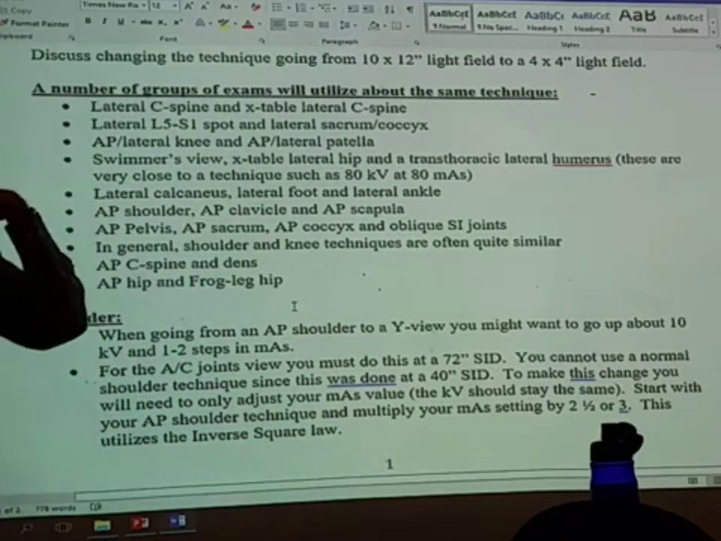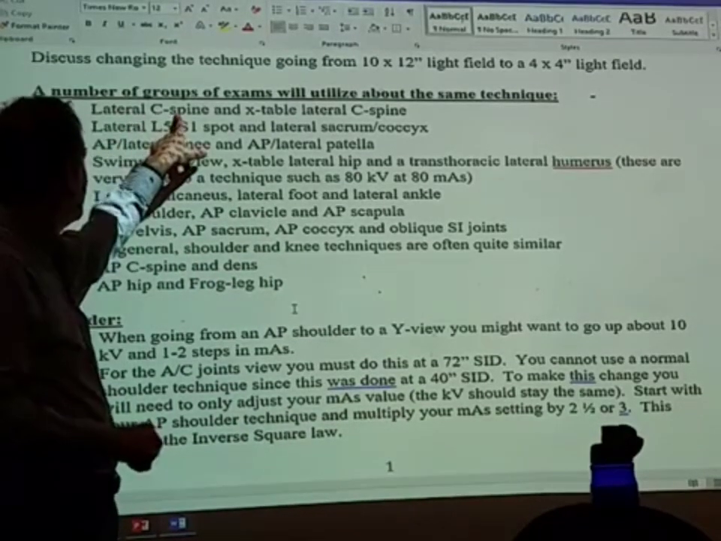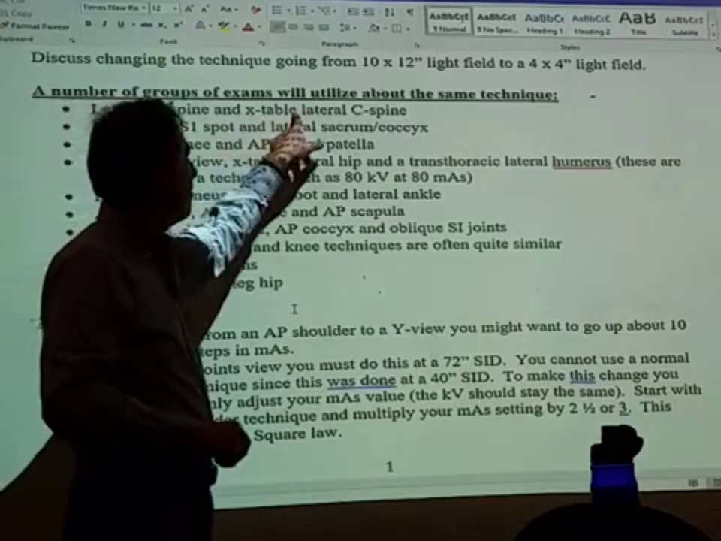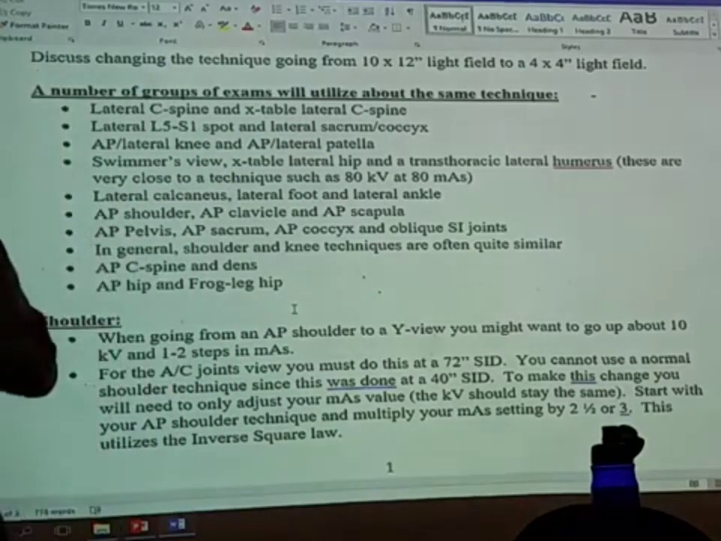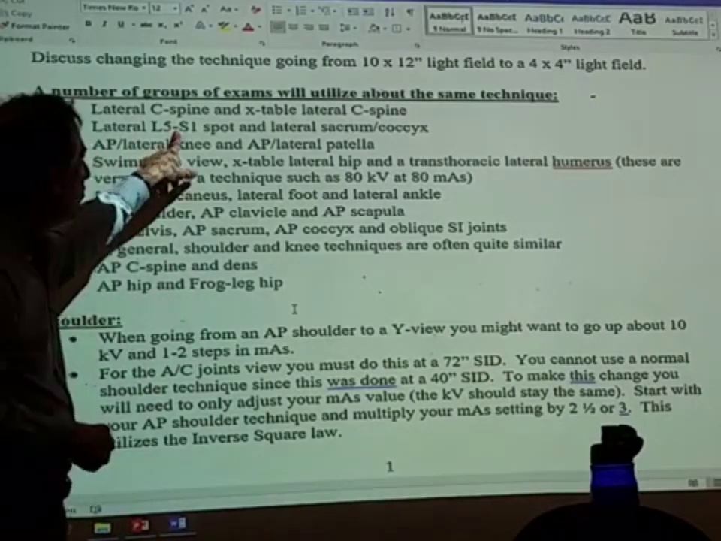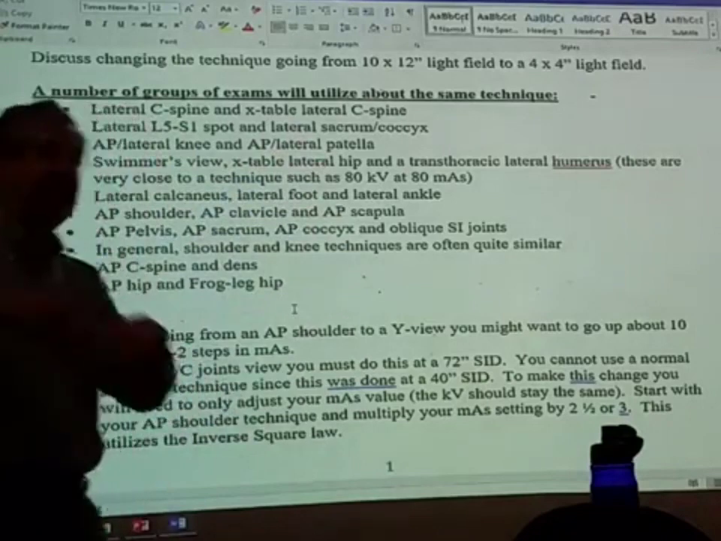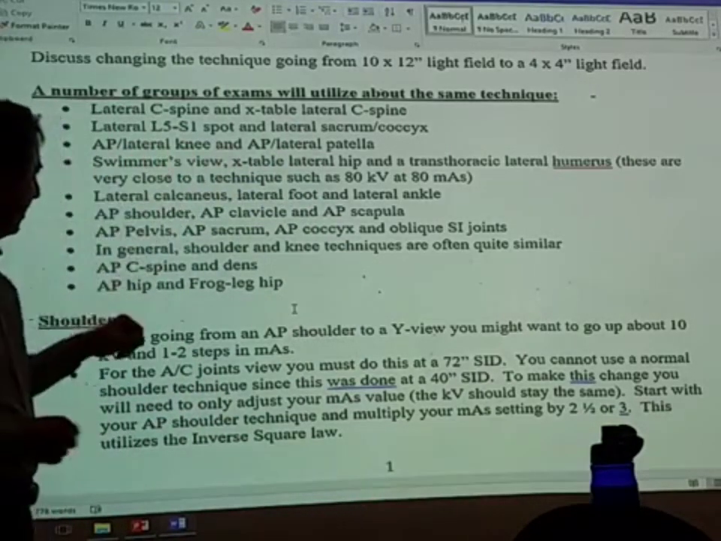Okay. There's a number of different groups of things that will utilize the same techniques. And this is the same thing that I saw on the charts. I see someone have a lateral C-spine technique, and the cross-table lateral was very different. It's the same part. It's not going to change whether they're upright or lateral. When you're doing a spot or a lateral sacrum coccyx, it's about the same technique. Of course, a knee and a patella would be the same.